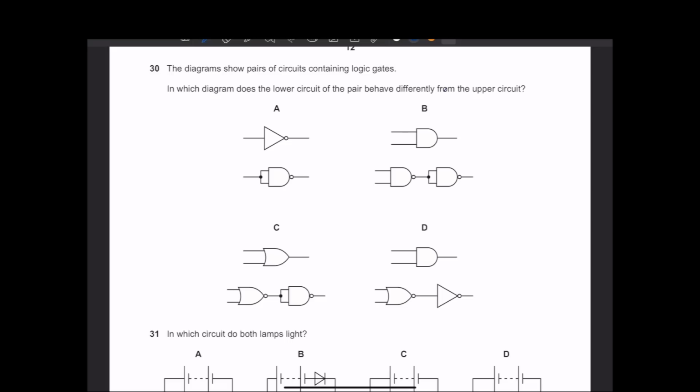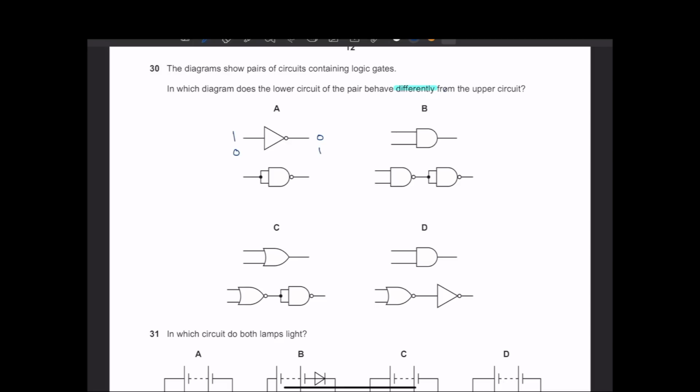In question 30, the diagram shows pairs of circuits containing logic gates. In which diagram does the lower circuit of the pair behave differently? Remember that the key word here is "differently" from the upper circuit. So let's test them. If that was 1, the output here is 0. If that was 0, the output here is 1.